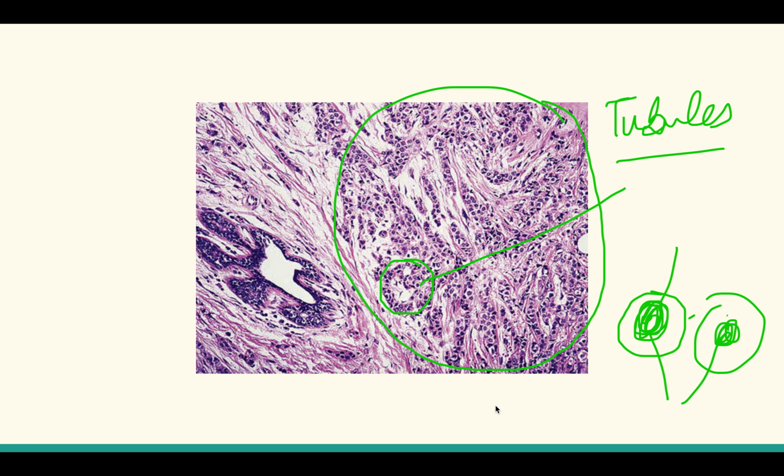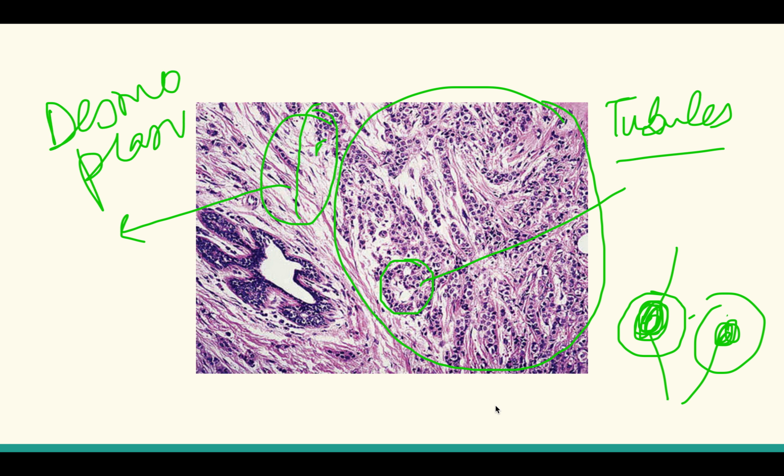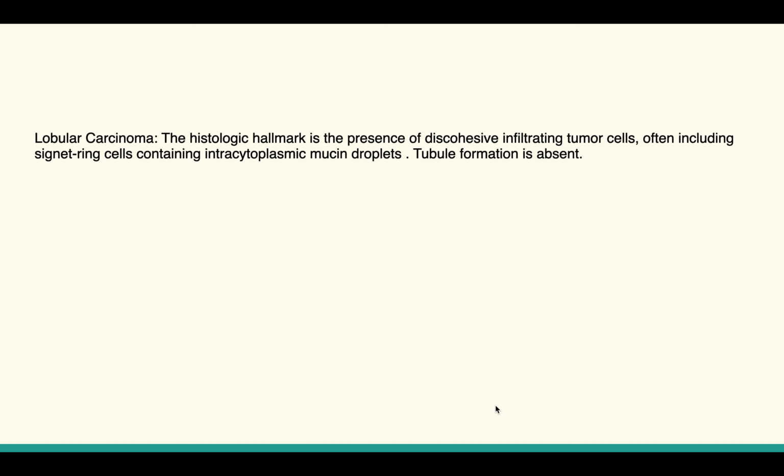And the stroma is the surrounding part. The surrounding part shows desmoplasia. This is a reaction to the tumor cells. The stroma goes into desmoplasia. This was the ductal carcinoma. Now going to the lobular carcinoma.